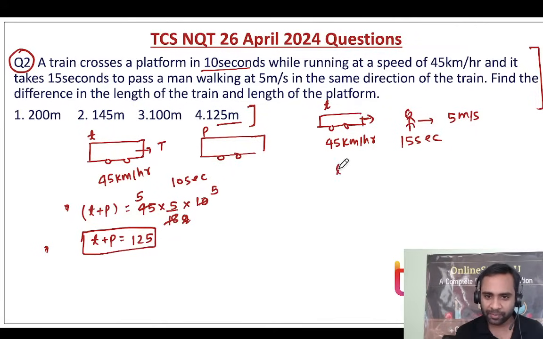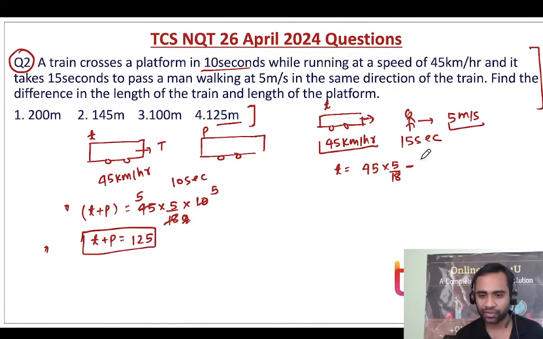Now this is T. Distance will be equal to speed into time. Both are moving in the same direction. One is in meter per second, one is in kilometer per hour, so what will we do? We will convert this into meter per second. So speed into time, into 15 seconds. The speed will be 9 twos and 9 fives, so this will be 25 by 2, 12.5 minus 5, which is 7.5, into 15.